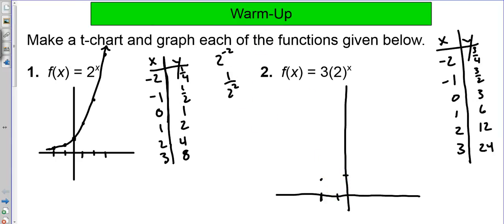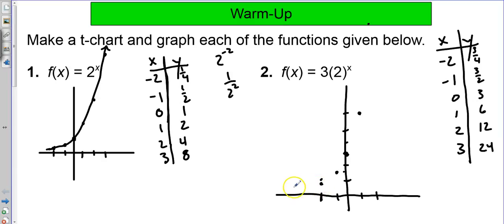So let's say this is 1. So let's bring that down a little bit. So our 3/4 is about right there. 3/2 is going to be about right there. 3 is going to be, there's 1, 2, 3. So here's 0, 3. It's going to be up here. So 1, 6 is about right there. And then obviously we're going to shoot way up here on our next one.